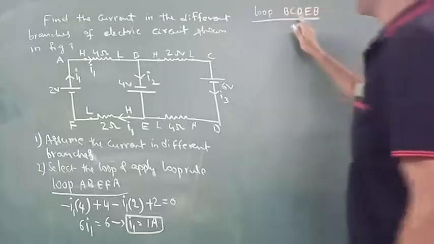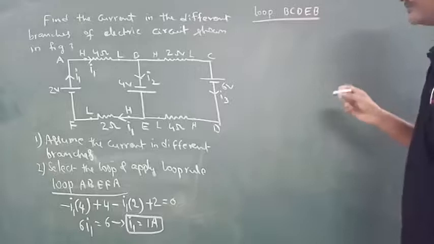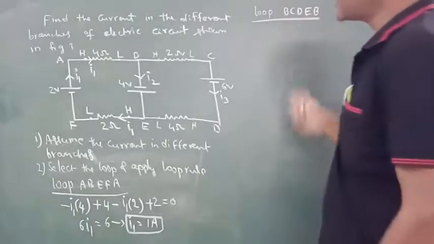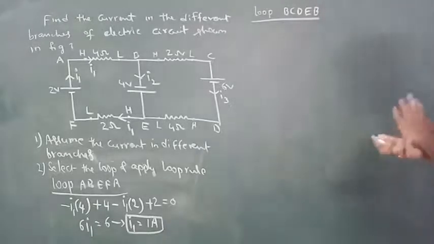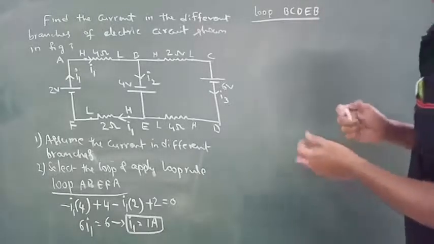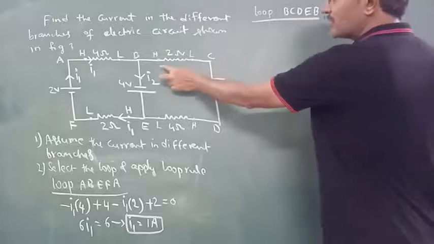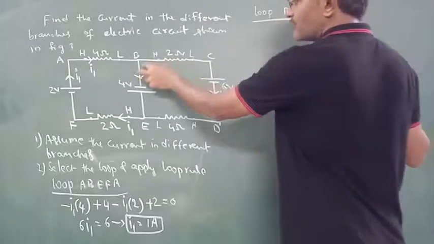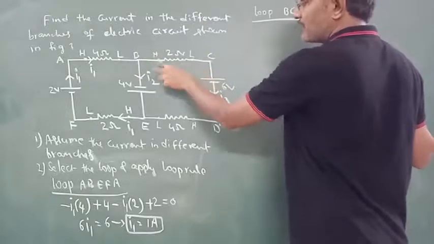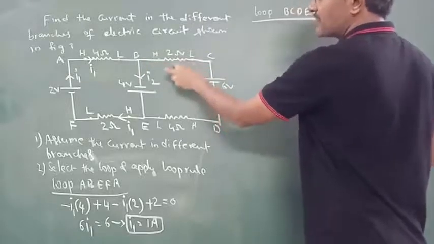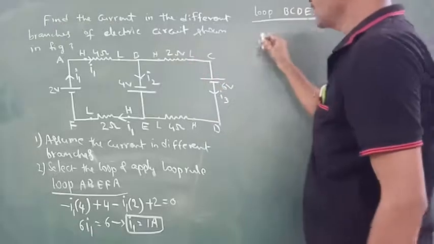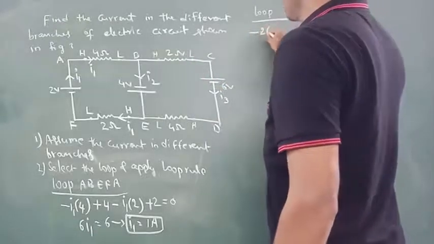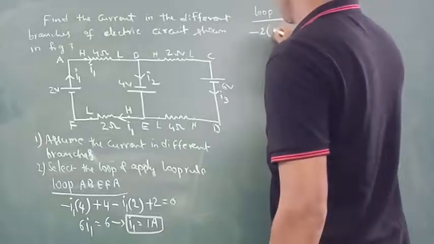Now apply loop rule to this loop BCDEB. First, path BC. In between B and C, there is only one resistor of 2 ohm, and the person moves from higher potential to lower potential. Our path is from B to C now. So while he is moving from B to C, he moves from higher to lower. So he finds potential drop across 2 ohm. So minus 2 into what is the current? I3.